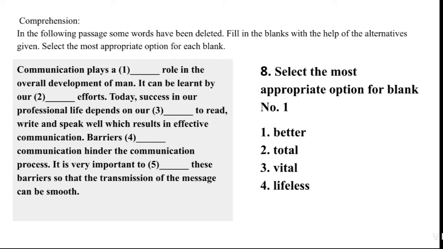Okay, so here comes the comprehension. In comprehension, you will have to read a passage, and in the passage there are a few blanks, and you need to find out the appropriate answer for the blanks. Okay, so let us read. Communication plays a blank role in the overall development of man.